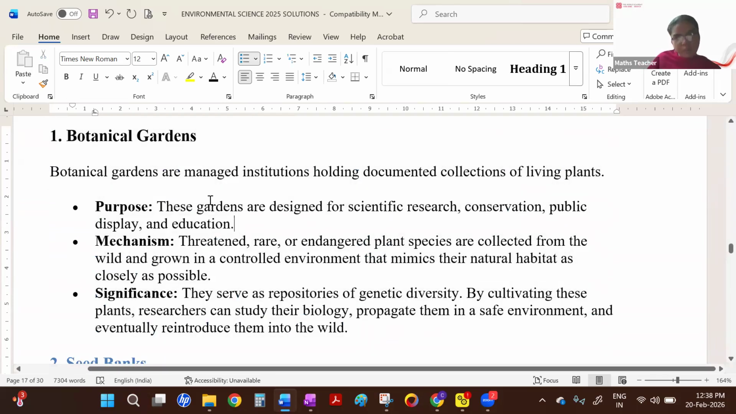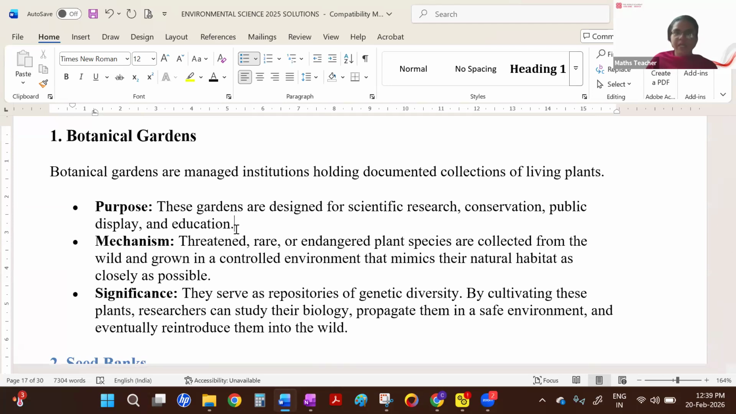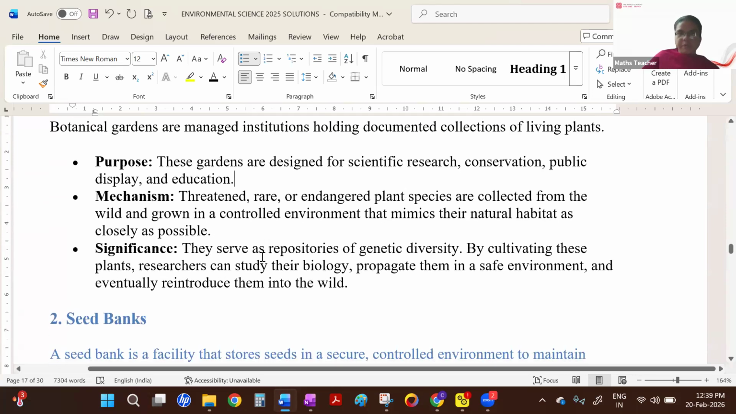Botanical gardens. So, what are botanical gardens? These are gardens designed for scientific research, conservation, public display, and education. Scientific research will be carried out in those gardens. They're not just parks or something. There will be deep research going on there, and they will also take measures to conserve the species. It is also open to the public, who can go visit these places, and also for educational purposes.